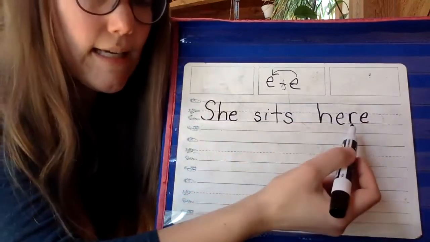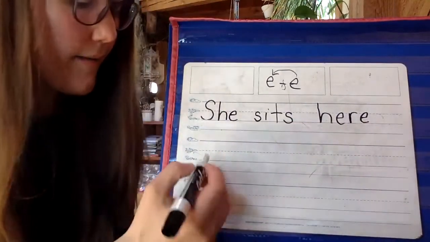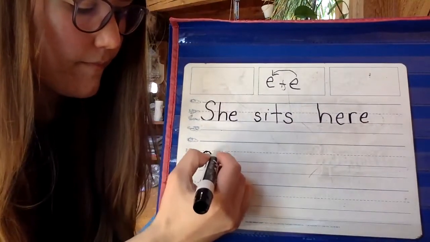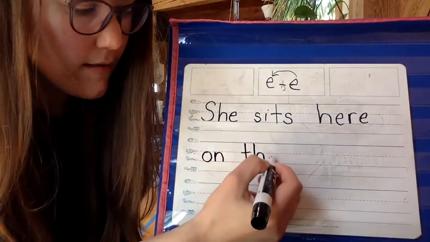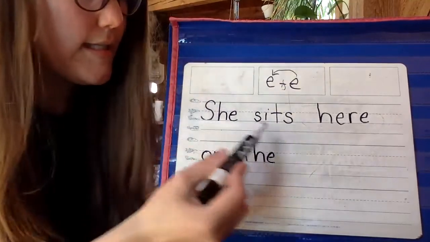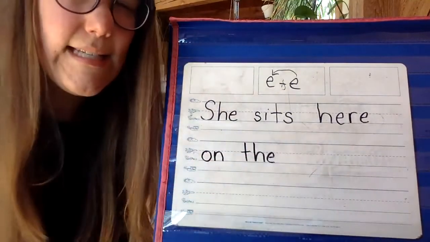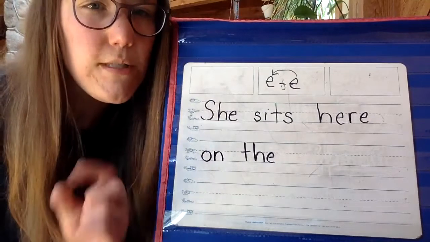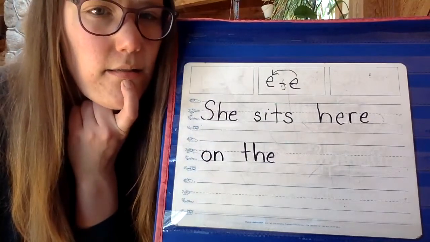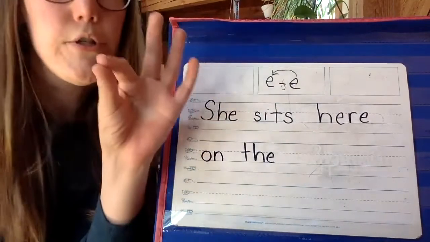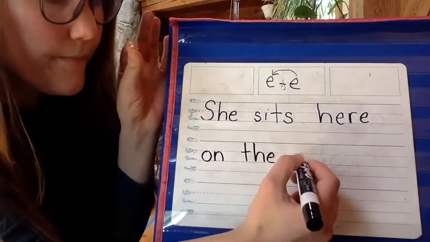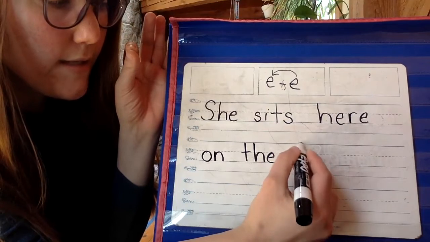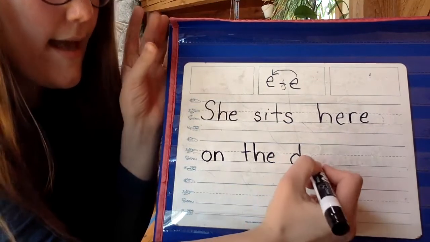She sits here on the deck. On. I know how to spell the, making sure I include my spaces. She sits here on the deck. Tap out the word deck. Does it have a suffix S on it? It doesn't. We can just tap it. Deck. D. C into D, ladies and gents. C into D. Oops.